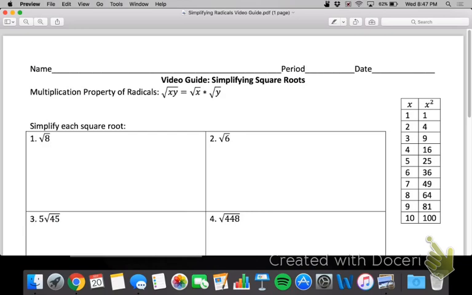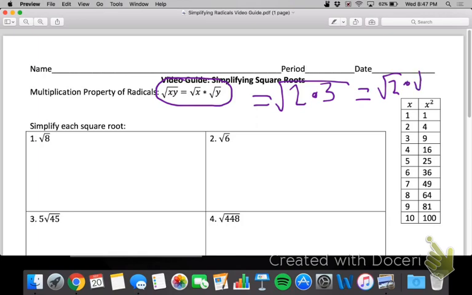So when we simplify square roots, the main property we use is this. If you multiply two numbers under a square root, then it's actually equivalent to taking the square root of those numbers first and then multiplying them together. So this is saying that something like the square root of 2 times 3 is equal to the square root of 2 times the square root of 3. Right?